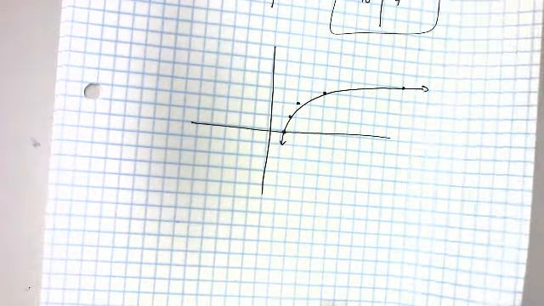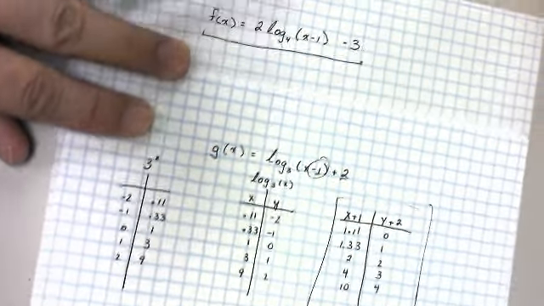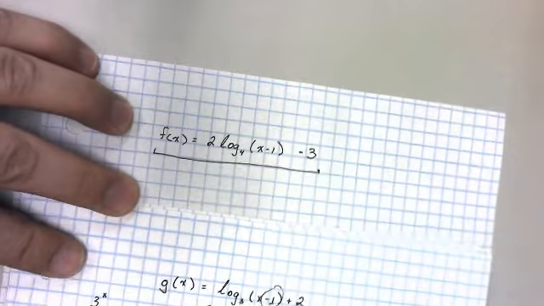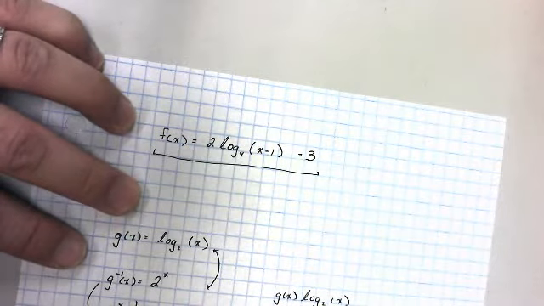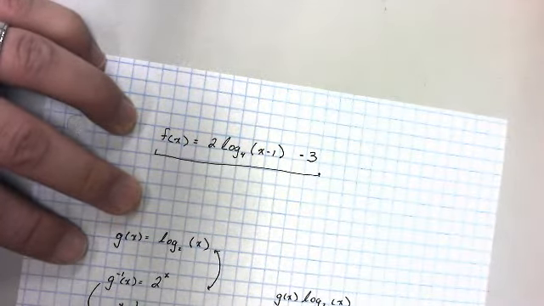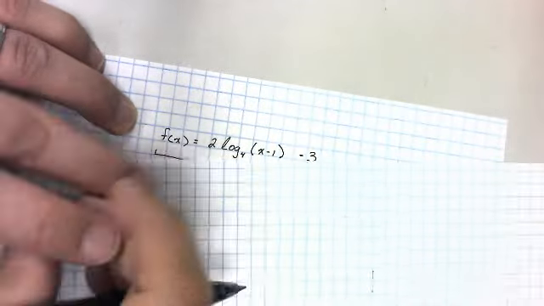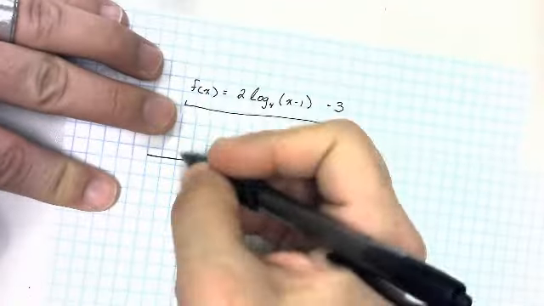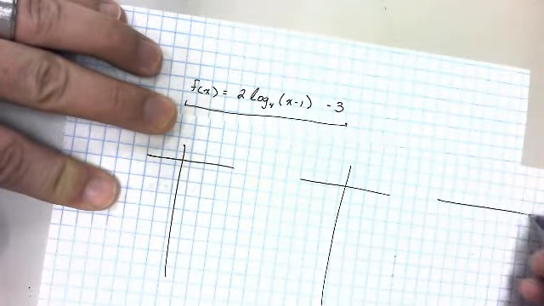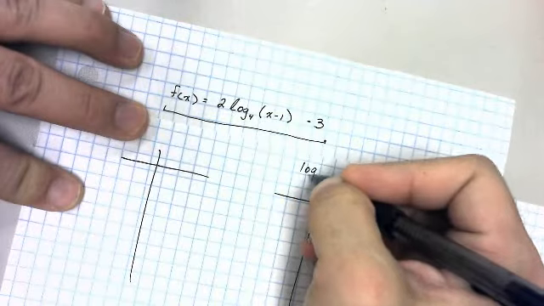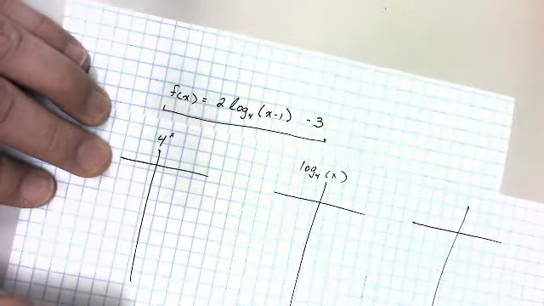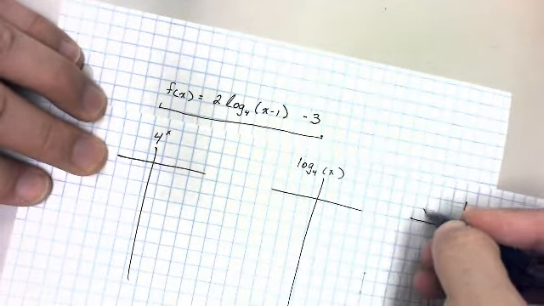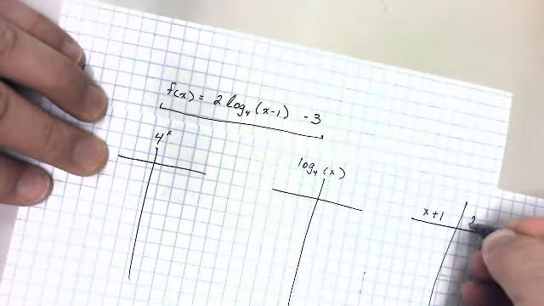So let's go back and revisit the function that I wanted to look at the very beginning, which was 2 log base 4 of x minus 1, and then minus 3. So let's get our 3 tables set up. We're going to have our log base 4 table in the center. We're going to have our exponential table first, and then in my transformation table I'm going to add 1 to my x's, multiply my y's by 2, and then subtract 3.